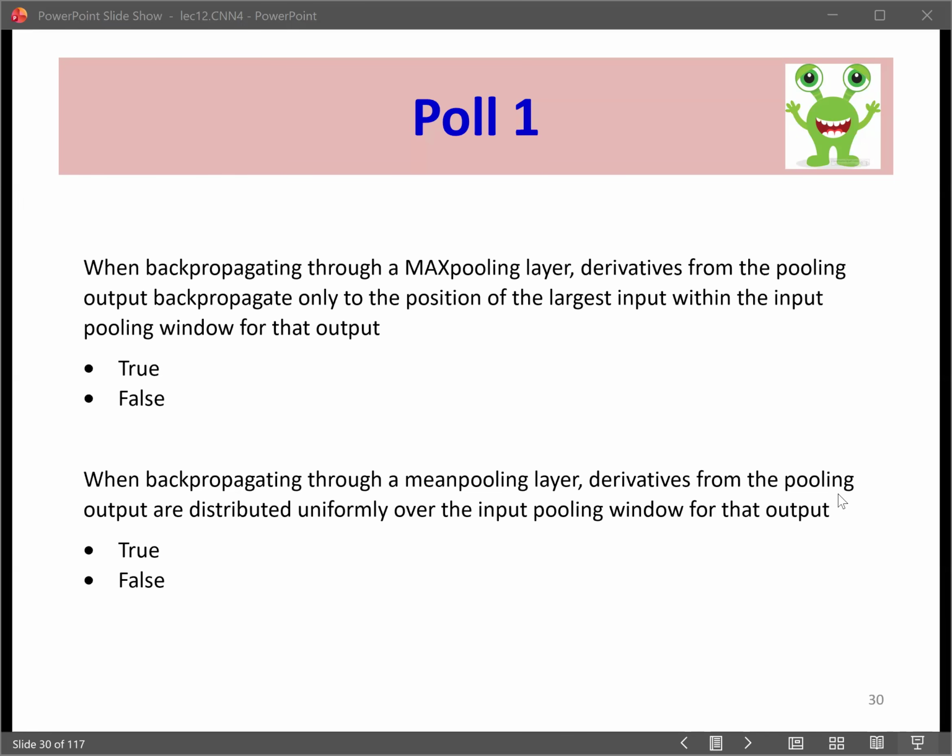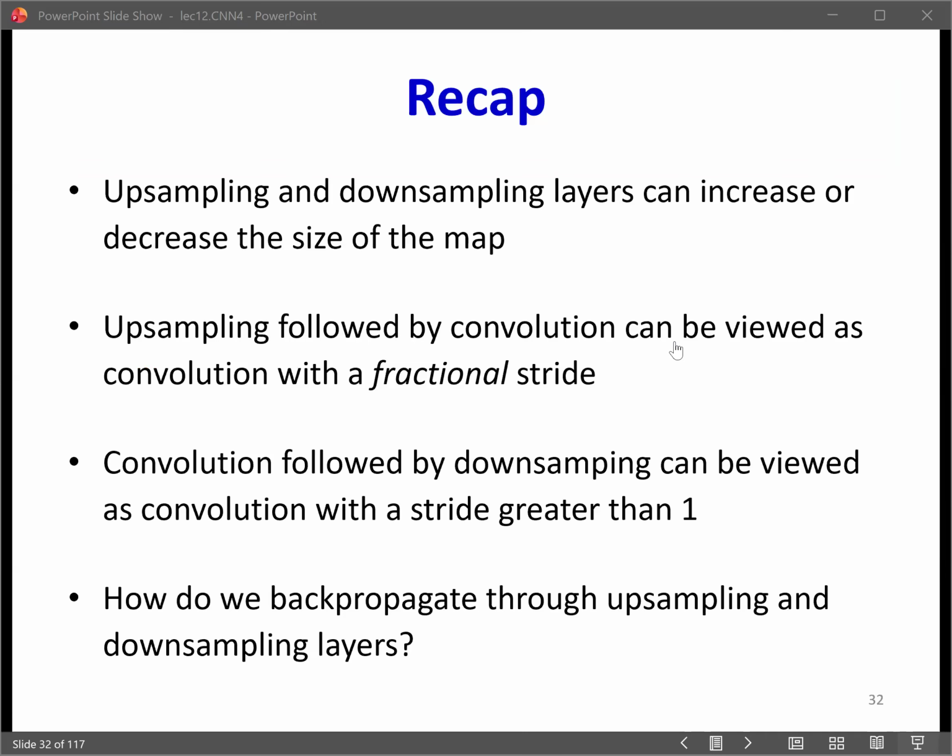So I'm going to stop this poll. Can anybody answer this first question, true or false? True. Second one, true or false? True. Okay. So when backpropagating through a max pooling layer, derivatives from the pooling output backpropagate only to the position of the largest input within the pooling window for that output. When backpropagating through a mean pooling layer, derivatives are distributed uniformly over the entire pooling window for that output.